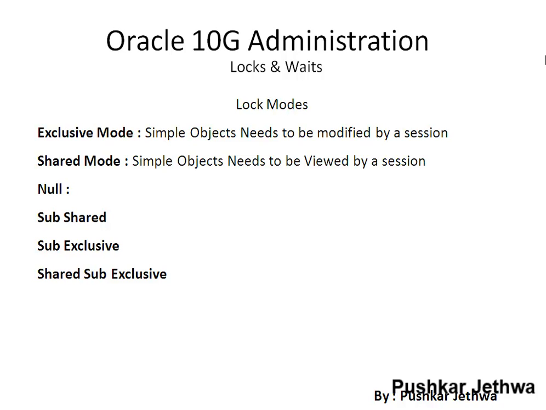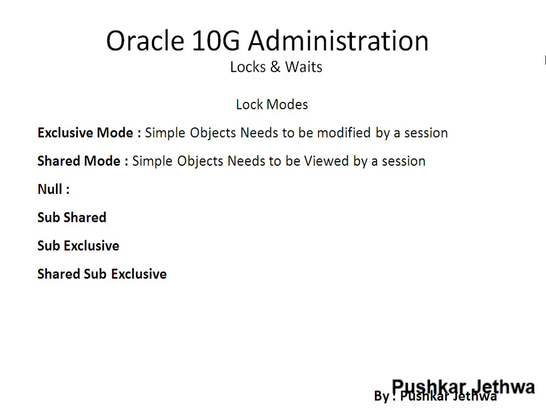Here it is very clear that exclusive mode is gained when any data structure is modified, and a data structure is modified by simple DML statements. If you want to view the data, meaning you want to run a select query, then shared mode is gained by select statements, and exclusive mode is applied by DML statements. Well, what is a null lock?